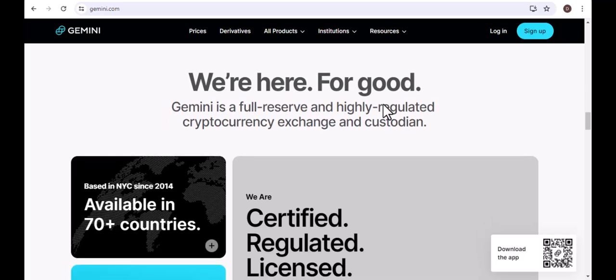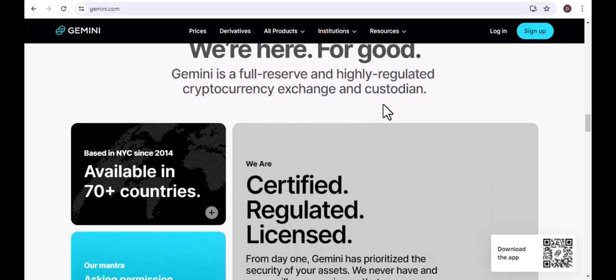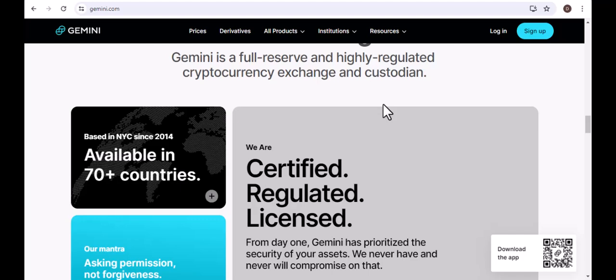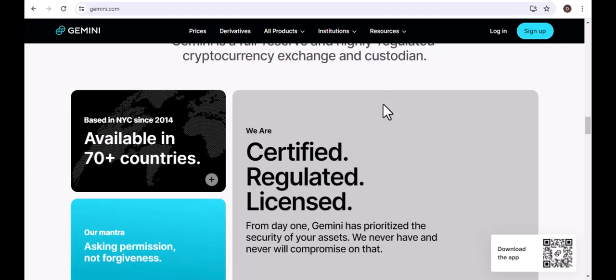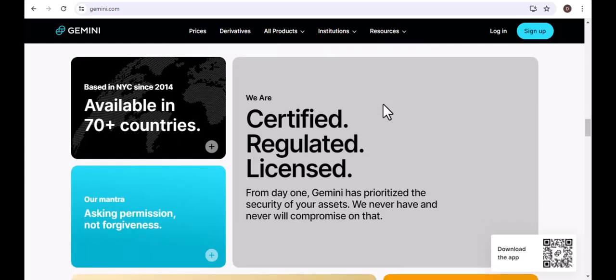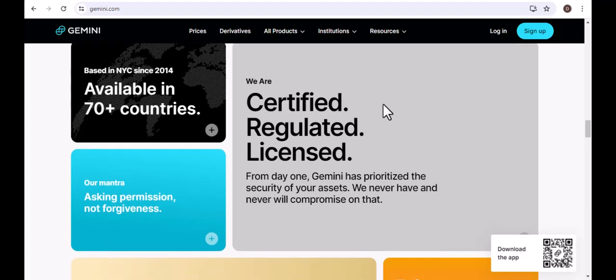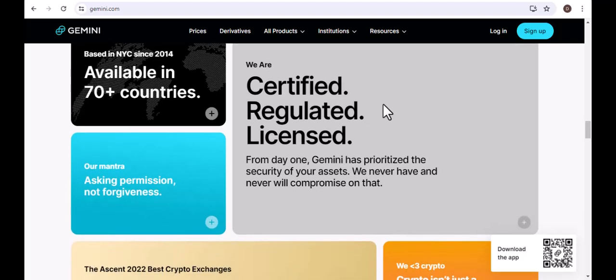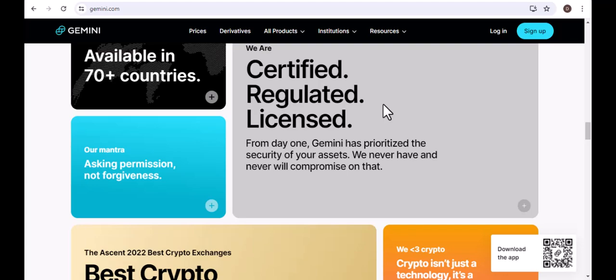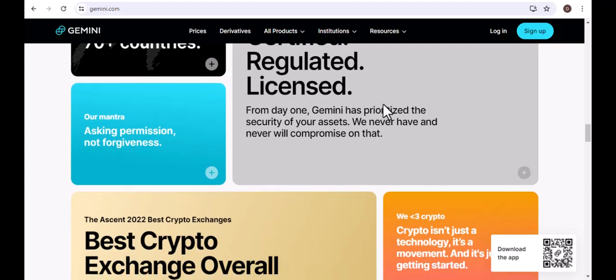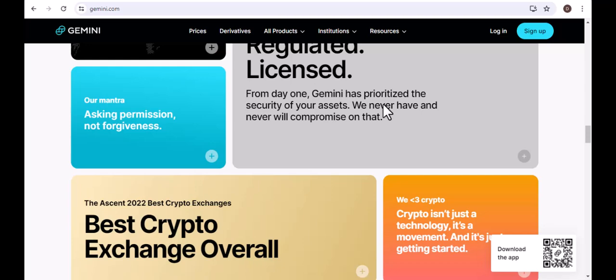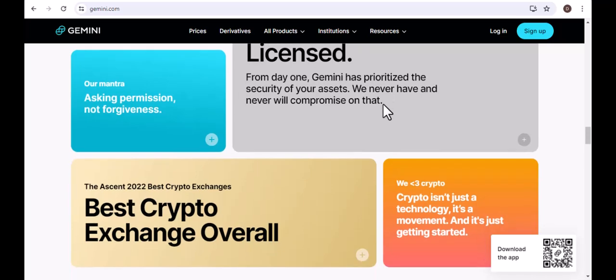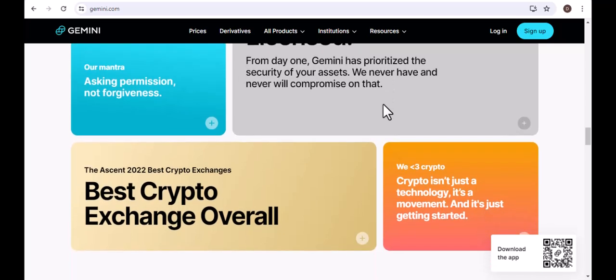FIFO, or first in, first out, is the default for many exchanges and is often what the IRS expects if you don't specify otherwise. This method assumes you sell the first crypto you ever bought. This is a very conservative approach. If the price of your crypto has been steadily increasing, FIFO will likely result in the highest capital gains because you're selling the oldest, cheapest coins first.